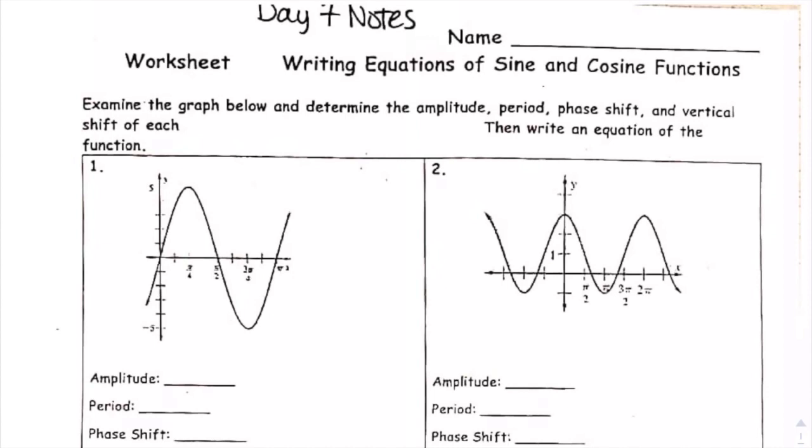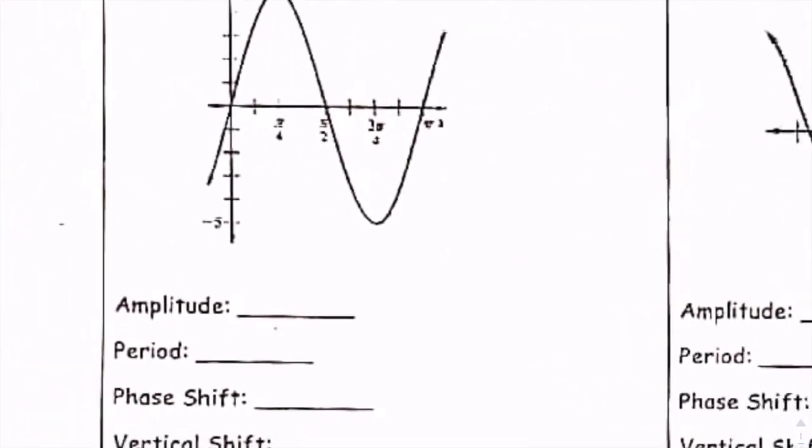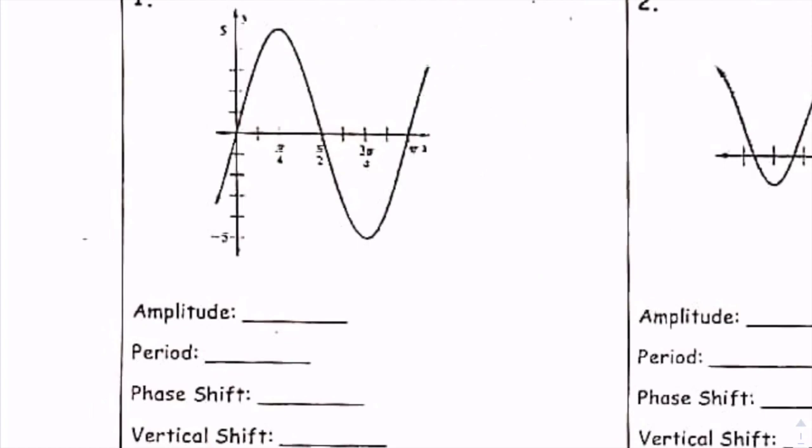Today we're going to talk about writing the equations given the graph. And so I'm going to start with number 1 here. And so we're going to start with the amplitude. But the first thing we want to do when we're doing this is we want to identify where the midline, the maximum, and the minimum is.